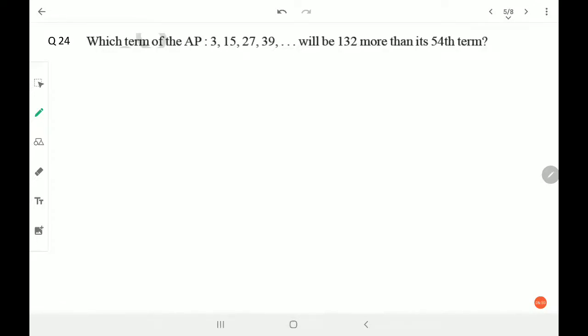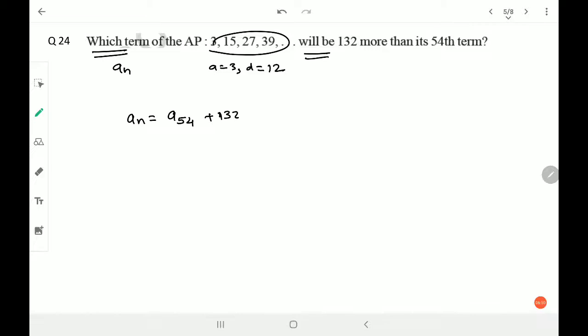Which term of an AP? Which term means An of an AP. The AP is given, meaning A is given, D is given, 15 minus 3 is 12. An will be equal to, it says 132 more, so 132 plus, more than the 54th term, meaning A54. This is your equation. An is A plus n minus 1 into D. This is a textbook question. It is A plus 53D plus 132.